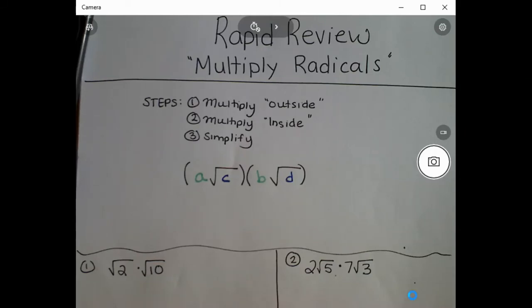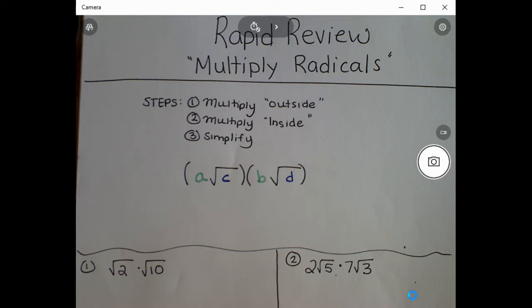Hi, today we're going to talk about how to multiply expressions that contain radicals. We are only doing these with numbers, not variables, but the rules are the same regardless. So if you are looking for help with radicals with variables inside, it's going to be the same.